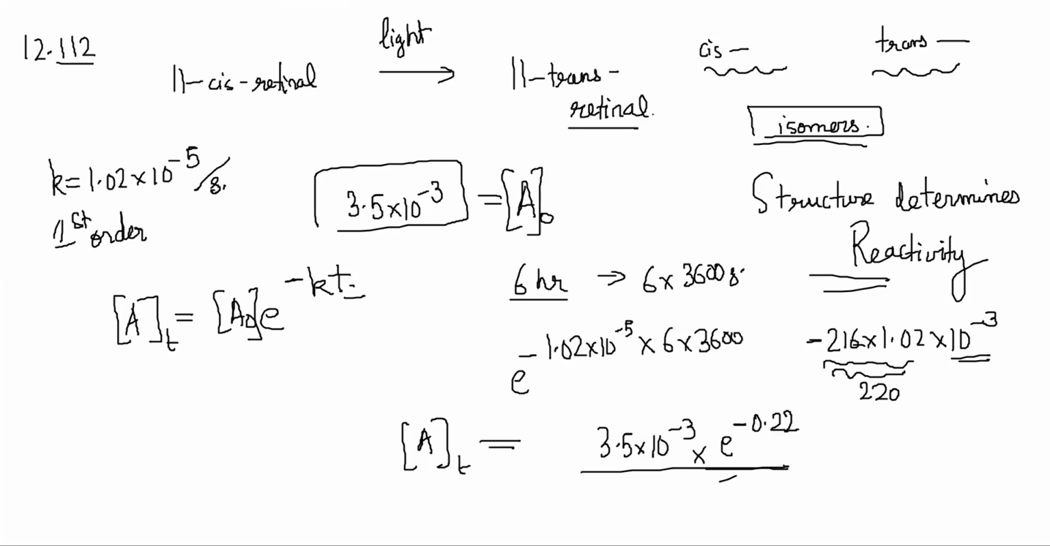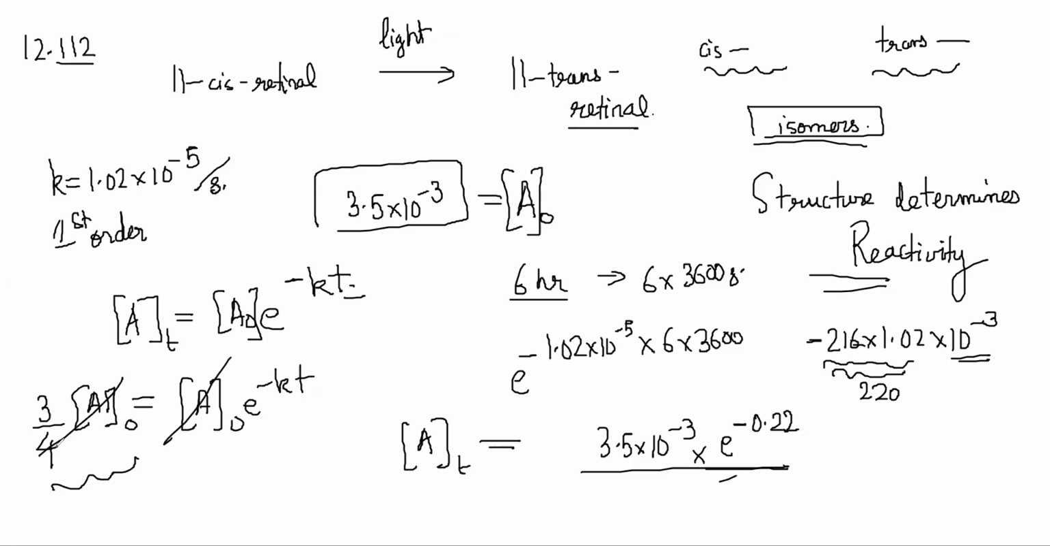Now the second part is how many minutes does it take for 25% of the 11-cis retinal to react, right? So 25% has to react, so how much is left is 75%, right? So you know that the left portion is 3 by 4 of the initial portion. Put it in the equation, A equals A naught, you get 3 by 4. So log 3 by 4 is minus kt. So log 4 by 3 is kt.